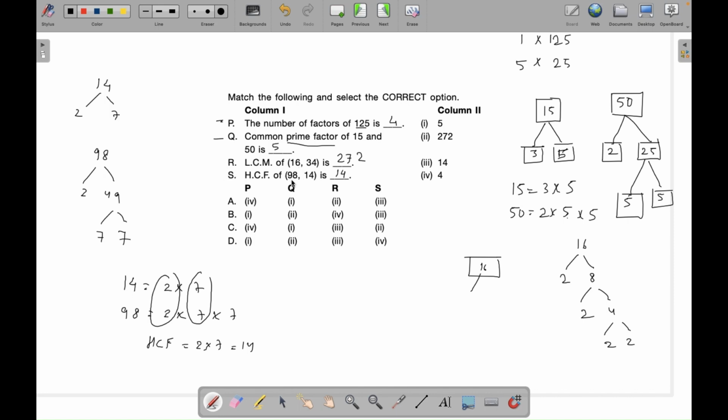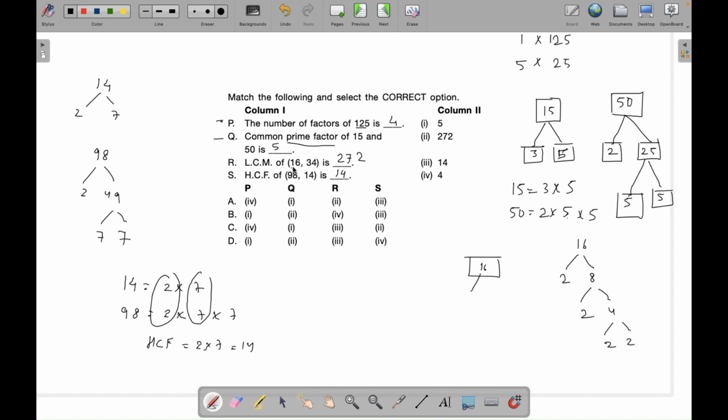What we can do is, see, when we are computing the LCM of two numbers, the LCM must be greater than or equal to both the numbers. It can never be less than both the numbers. For example, the HCF of 16 and 34 can never be greater than 16. Think of it like this: a multiple of a number is always greater than or equal to that number, and a factor of that number is always less than or equal to that number.